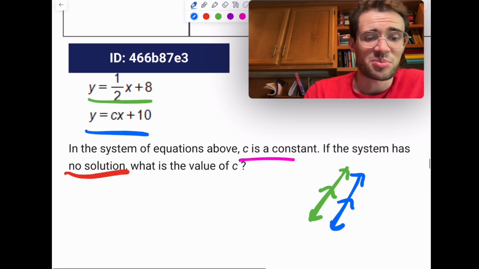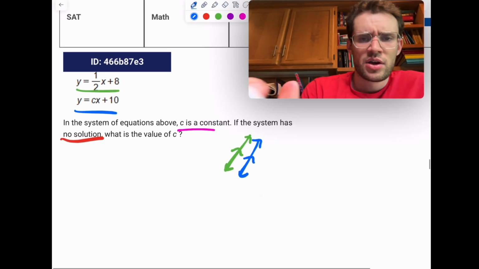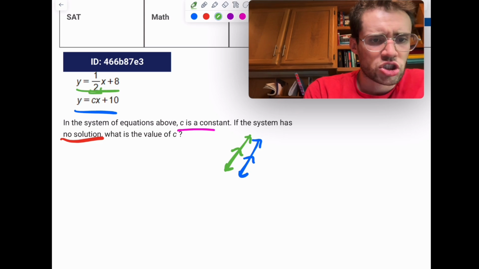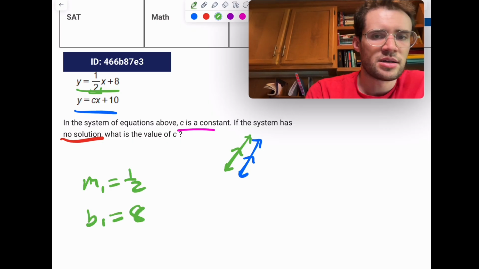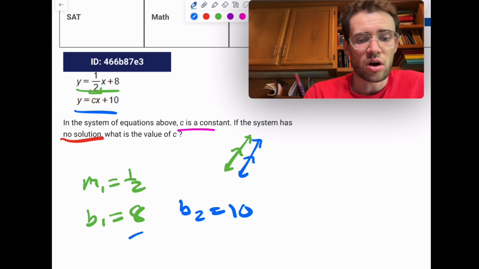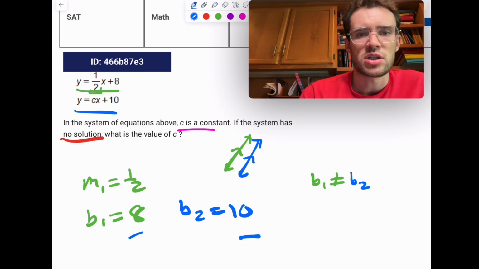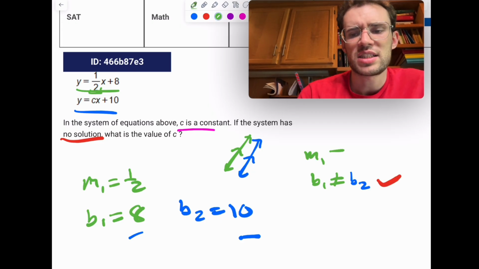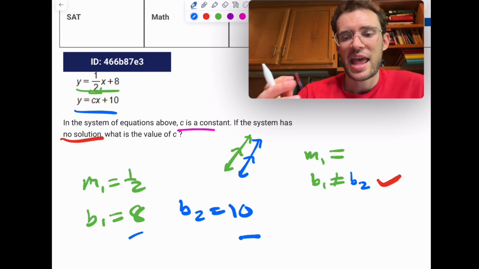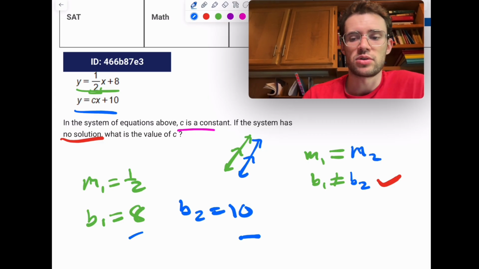Now, this one's actually pretty nice because they gave it to us in slope-intercept form already. So we could just go, okay, well, our slope for this first one is 1/2. So m1 equals 1/2. And our y-intercept for the first one is 8. They gave us the y-intercept for the second one is 10. So these are already two different y-intercepts. That checks out. So we could say b1 is not equal to b2. That works. So we need to find what value of c will meet the second criterion, which is that the slope of the first line is the same as the slope of the second line. Okay, so the same slope, two different y-intercepts.